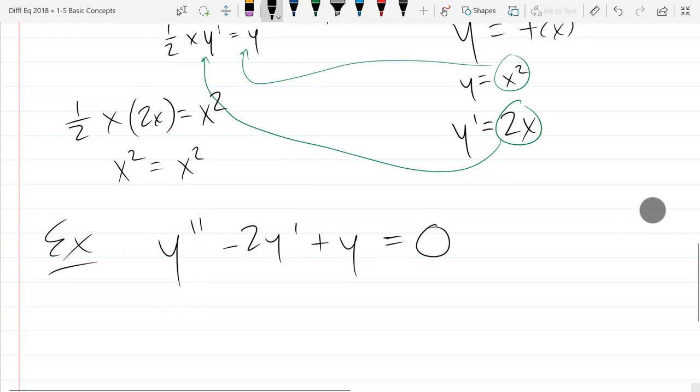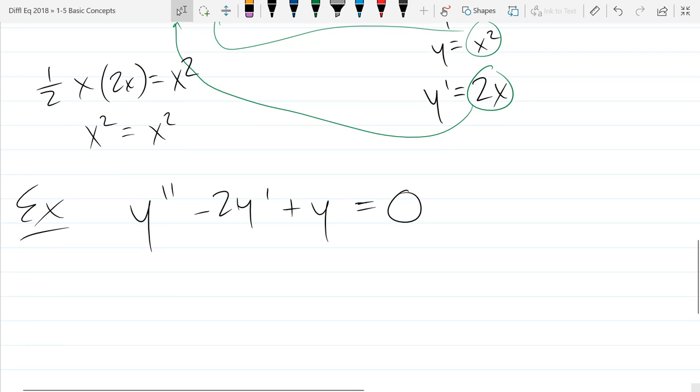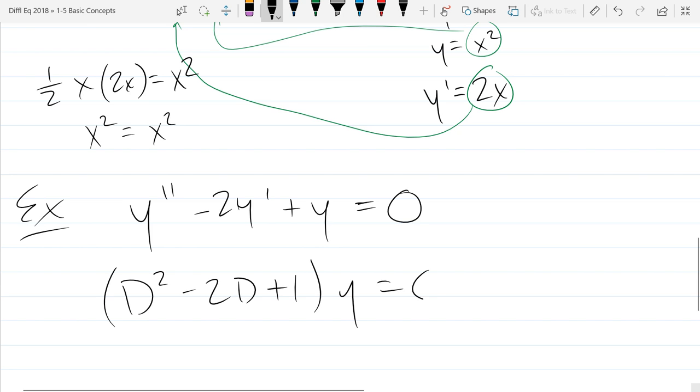Oh, this one looks way tougher. Here, y is showing up in three different places: a y double prime, y prime, and regular y. Since we're going to do the big D, capital D, I could rewrite this with that notation. If I wanted to, it would be D squared minus 2D plus 1, y equals 0. I could write it like that.